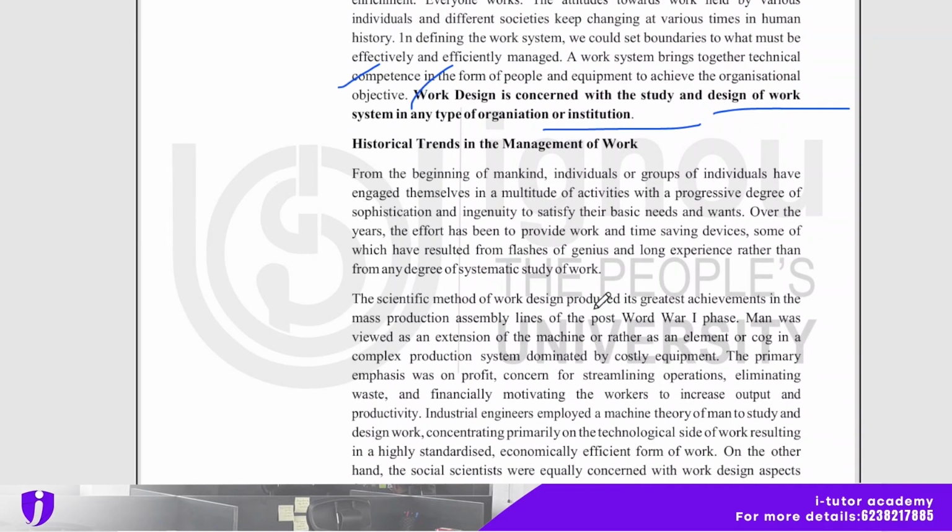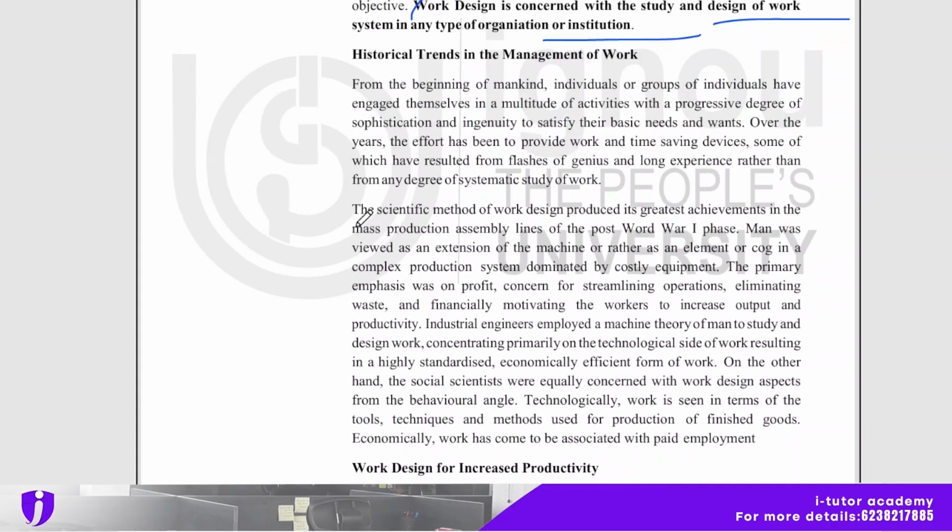And historical trend in the management of work: from the beginning of mankind, individuals or groups of individuals have engaged themselves in a multitude of activities with a progressive degree of sophistication and ingenuity to satisfy their basic needs and wants. And over the years, the effort has been to provide work and time saving devices, some of which have resulted from flashes of genuine insight and long experience rather than from any degree of systematic study of work.